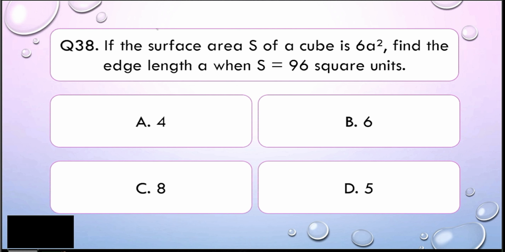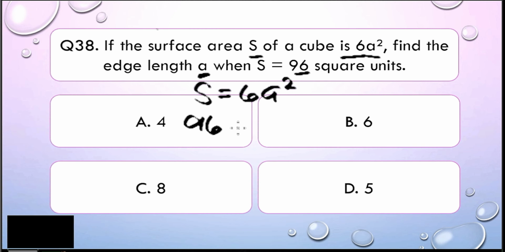Alright, my dear math learners, in this problem, we will be solving. Why? Because it says here that S is 6a squared. Now, the S here is given as 96, right? And then it is asking for the length of A. So therefore, we will substitute 96 to our S. So that will become 96 is equal to 6a squared.